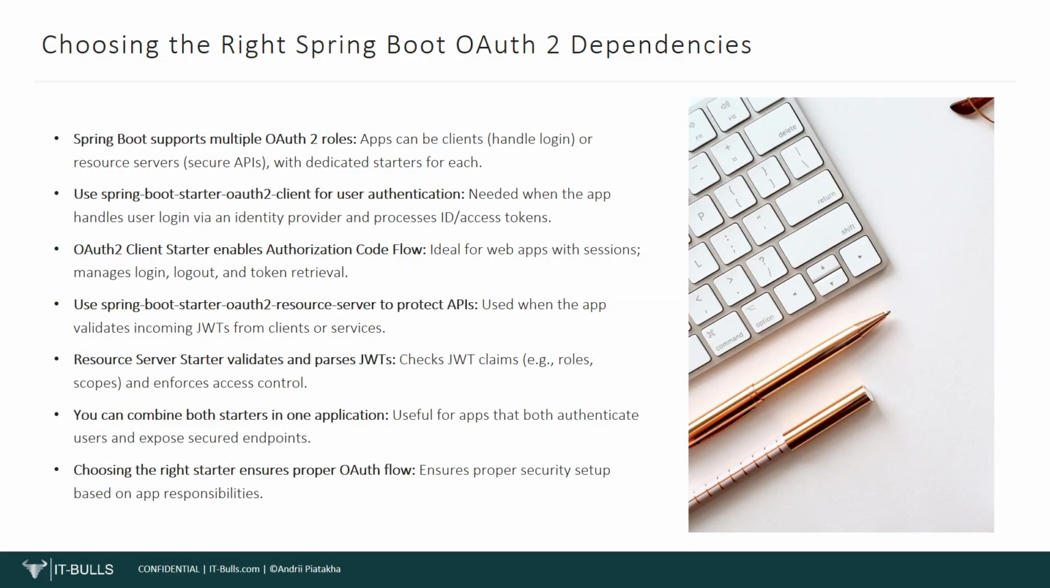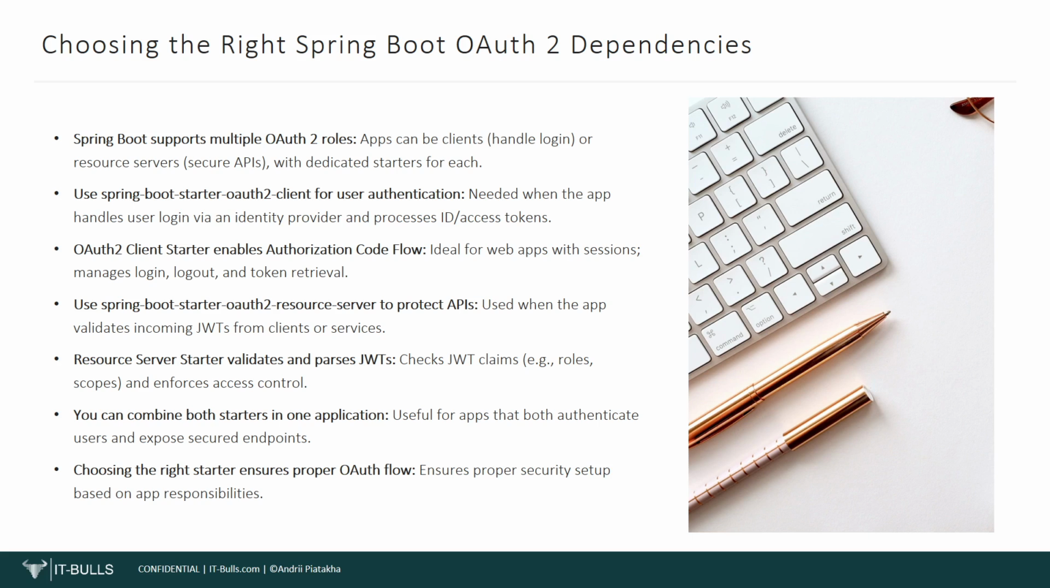So what exactly do we need to add as a dependency? In the world of OAuth2, applications can take on different roles depending on what they are responsible for. When working with Spring Boot, this distinction is captured through two separate starters: Spring Boot Starter OAuth2 Client and Spring Boot Starter OAuth2 Resource Server. Each one serves a unique purpose, and understanding their roles is critical to choosing the right configuration for your application.